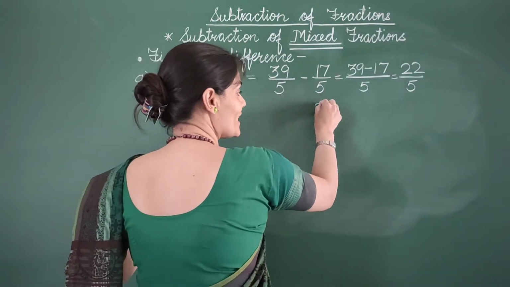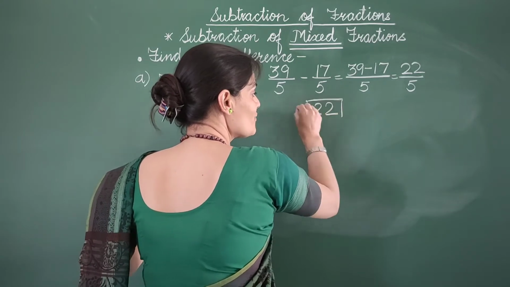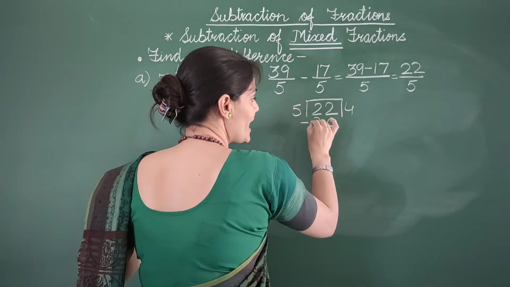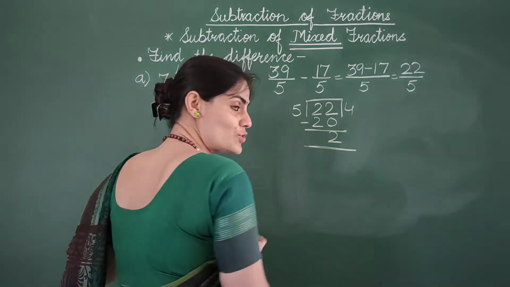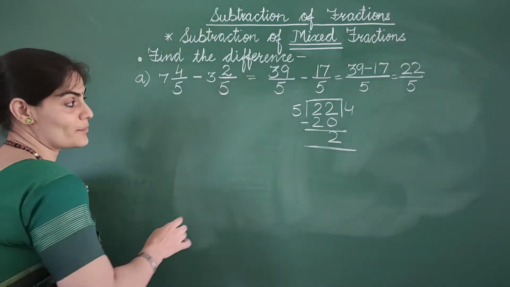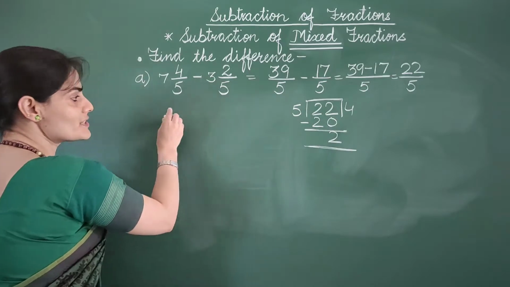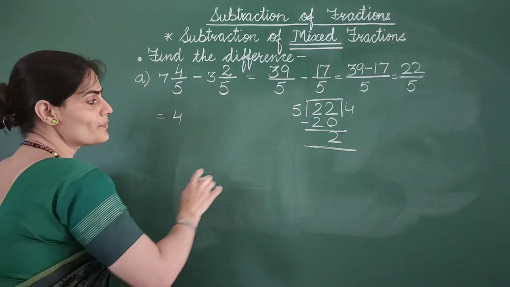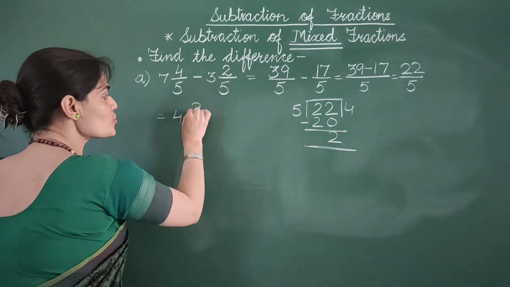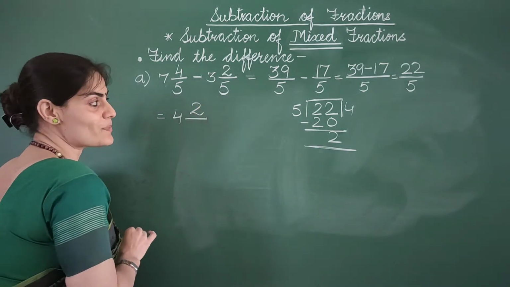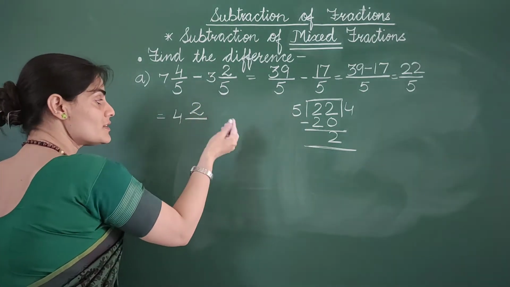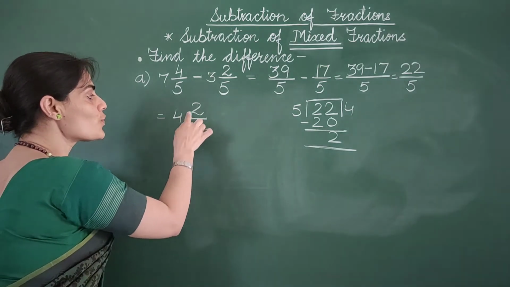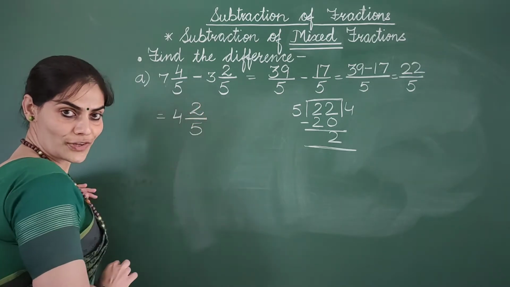So let's divide 22 by 5. 5 times 4 gives us 20 and we are left with the remainder 2. So how do we arrange them? This quotient is to be written at the whole number's place. So I write here 4, and this remainder is to be written at the numerator's place upon the divisor, that is the denominator. So our answer is 4 and 2/5.